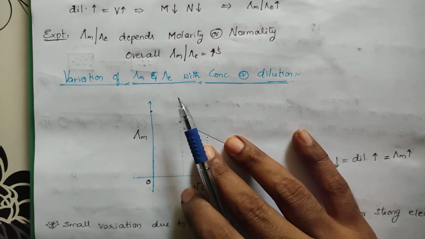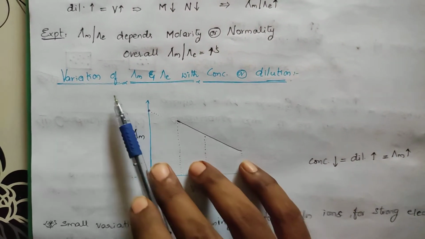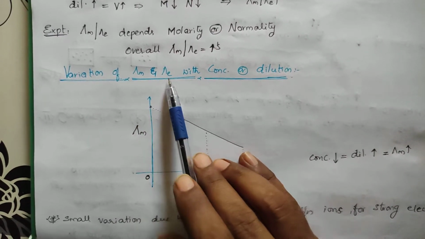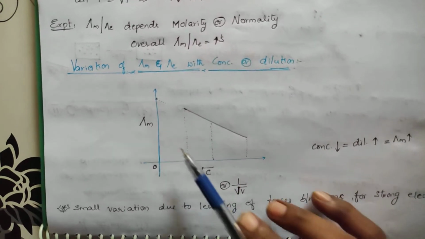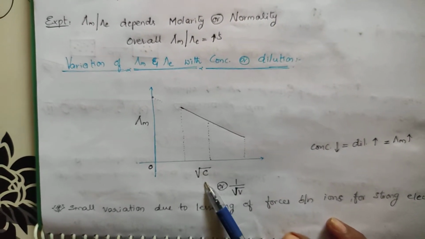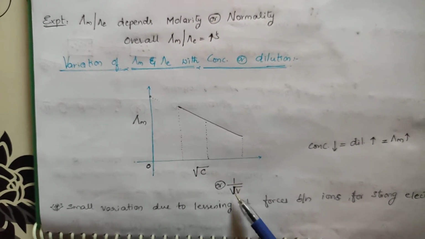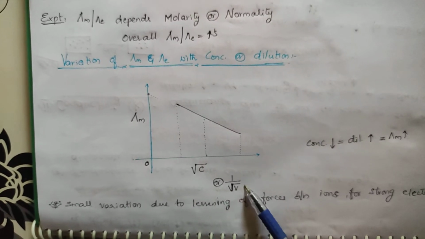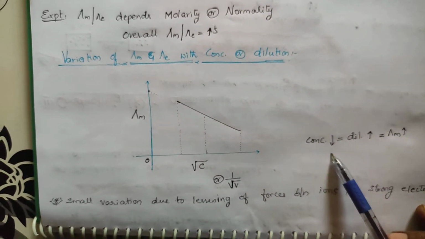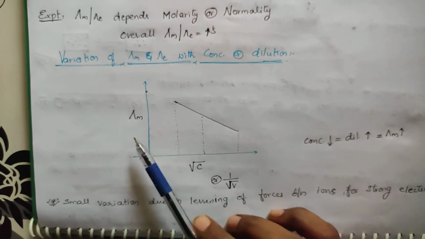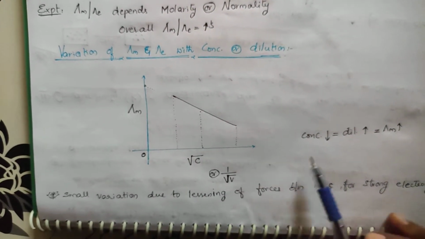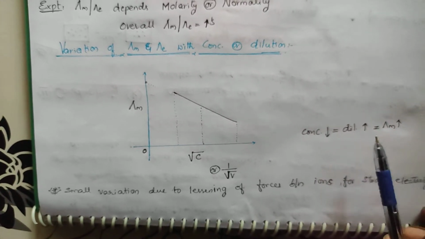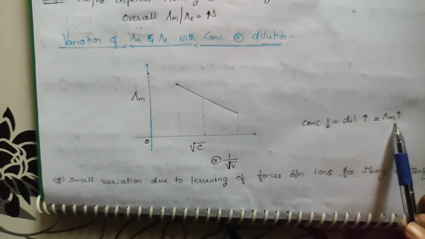And we represent a strong electrolyte in terms of graphs: variation of molar conductance or equivalent conductance with respect to concentration or dilution. So molar conductance with respect to root of concentration. Concentration is nothing but moles per volume, so it can be written as 1 by root of volume. Concentration is decreased on increasing the dilution. Concentration is related to volume. Concentration decreased means volume is increased. Volume is increased means lambda M is increased.